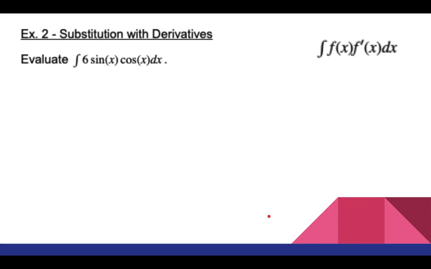Now we're going to take a look at a second case where we have substitution with derivatives, okay? AKA where we have an integral where one part of our integrand is the derivative of another part of the integrand. So evaluate the integral of 6 sine of x times cosine of x dx. So in this case right here, we don't have any inner functions, but we don't know the antiderivative of sine of x cosine of x off the top of our head.